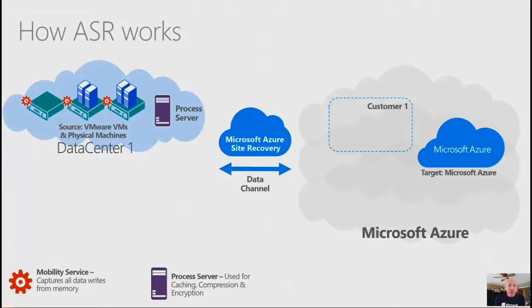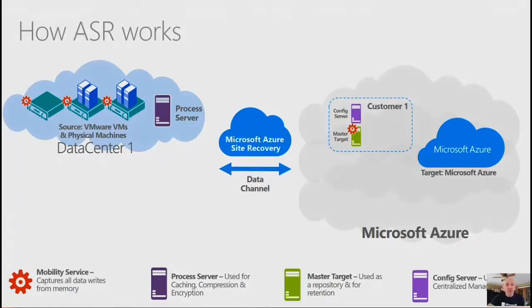Yeah, so how it works is pretty interesting. We install an agent on the machine itself as a file system driver, and then it takes that data and puts it to a process server. That process server then encrypts it and compresses it and ships it up to a target server up in Azure. That Azure server as well as the config server are up there, and that saves it down to a VHD file up there that's then ready to be turned on.